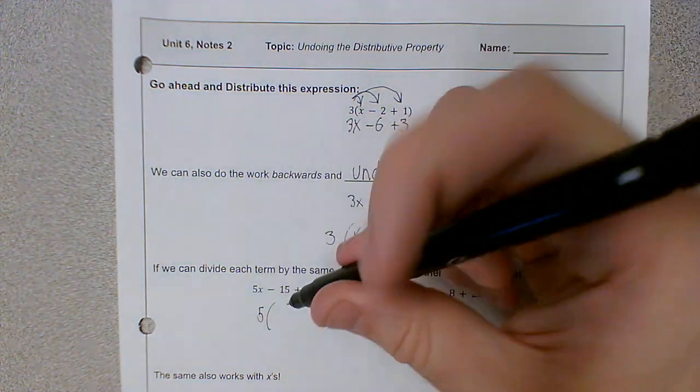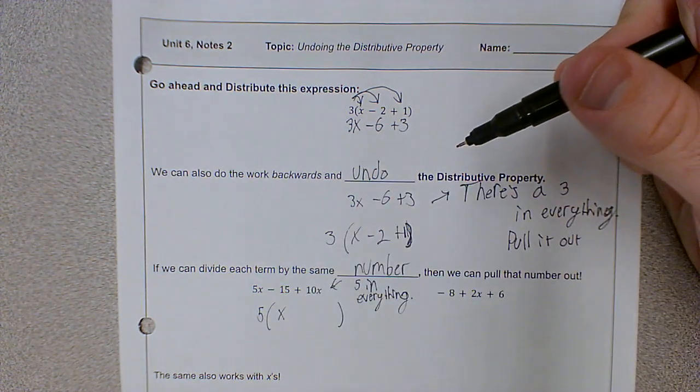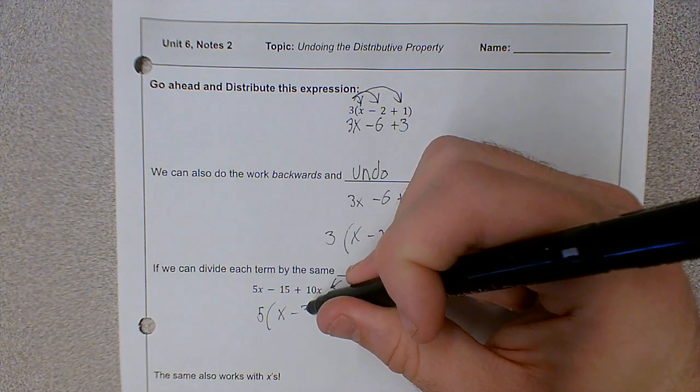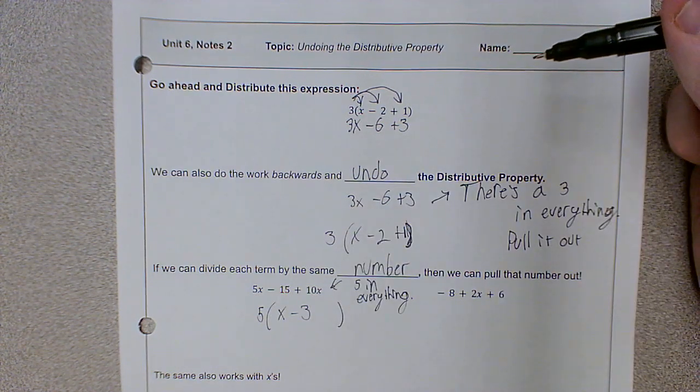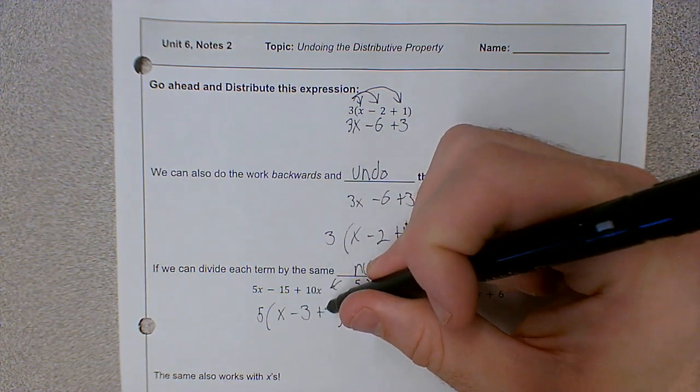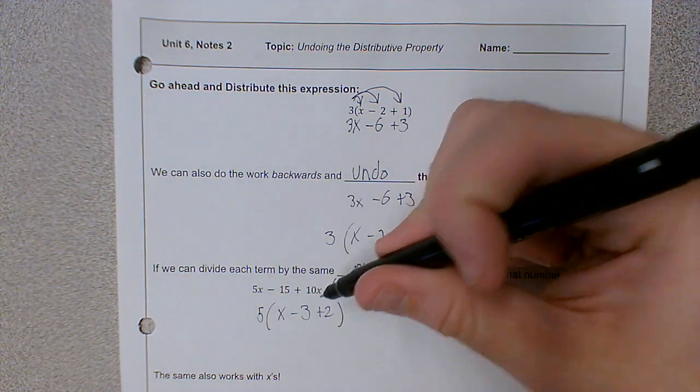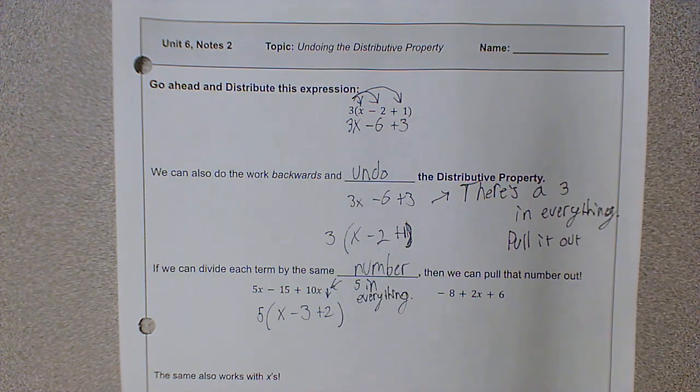So I take a 5 away from the x, just left with x. I take a 5 out of the 15, dividing it and just giving me 3. And I take a 5 out of this 10, giving me 2. So I just undistributed this and got that answer.